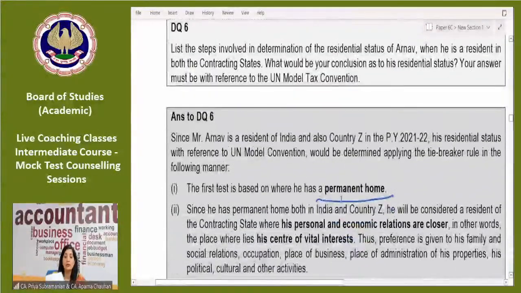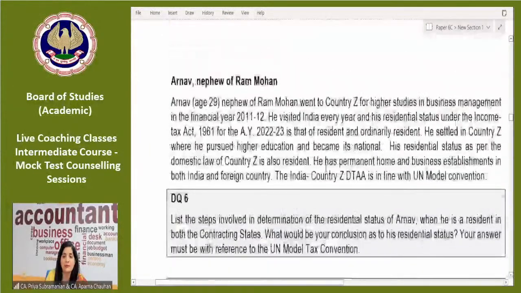Then you have to move to the second test. What is that test? Where his personal and economic relations are closer. That means where his family, social relations, occupation, place of business are. Preference is to be given to all these things. In this case, his personal or economic relations are closer to both the countries. He has a business establishment in both the countries.